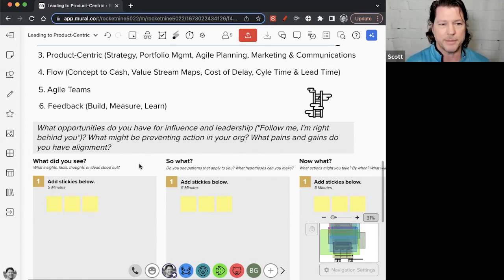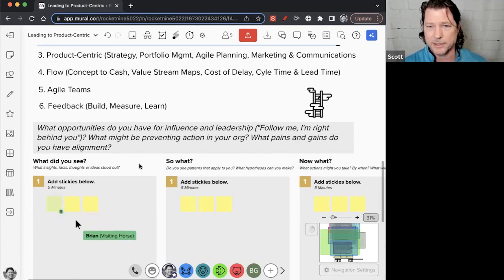But that's partly why I put this comment in, is for all of us, what opportunities do you have for influence and leadership? That's why I say, follow me, I'm right behind you. What might be preventing action in the org would be a good question to pause and reflect on. Why aren't they moving forward? This has been out there for a number of years now. Why hasn't it taken hold? If it's a popular trend, so to speak, in the business space, then why haven't they done anything? What pains or gains do you have alignment on that you could use this as a lever to say, I think I have an antidote that might help with that pain or help us get that gain.